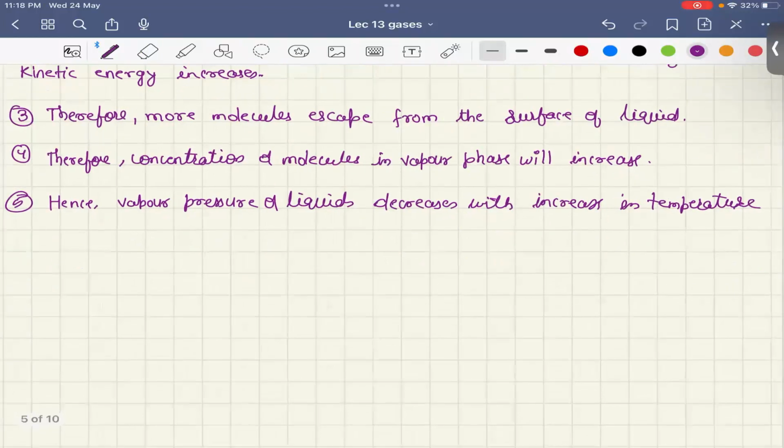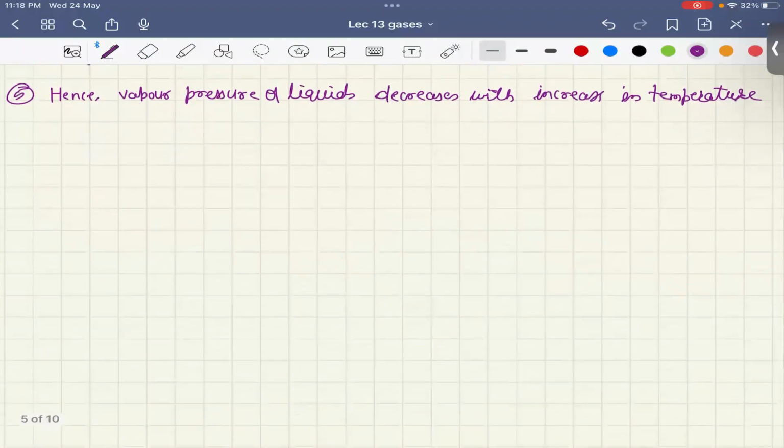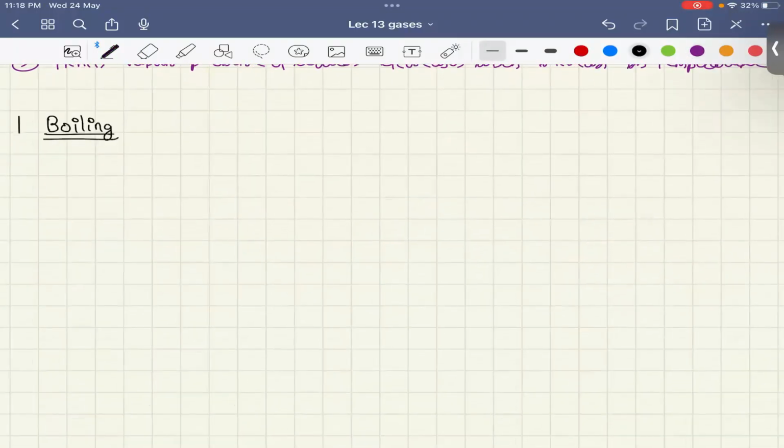So the next point is the boiling point. Boiling of liquid. Next property which we are going to study is boiling. We have learned that the tendency of molecules to escape from liquid to gas phase is measured by the vapor pressure. It increases with rise in temperature of the liquid. When the temperature of the liquid is gradually increased, its vapor pressure also increases.